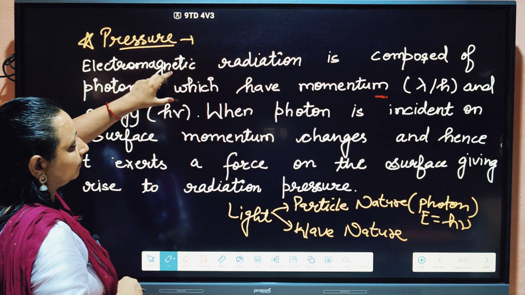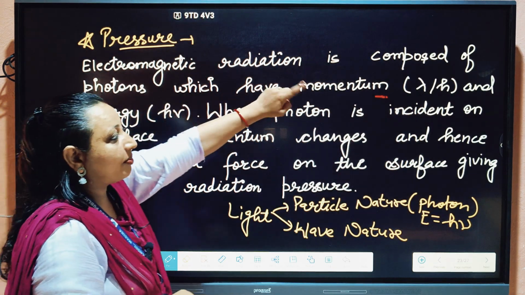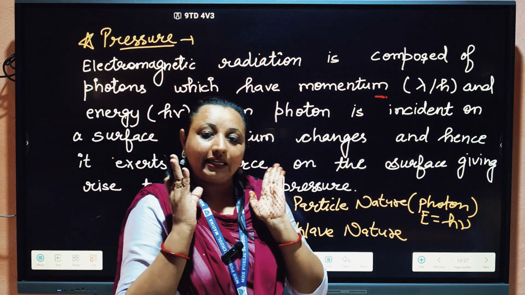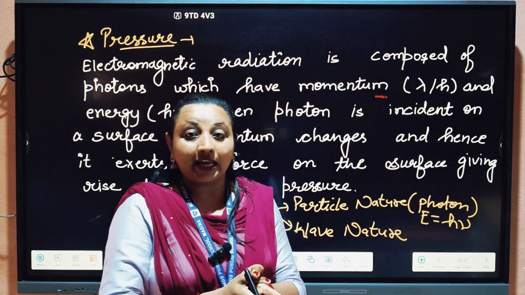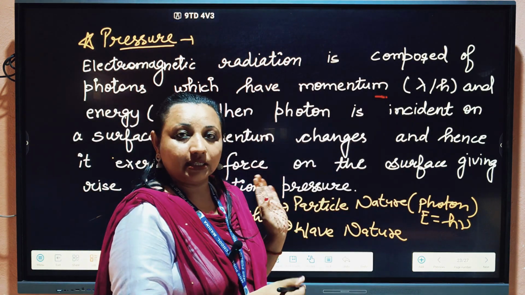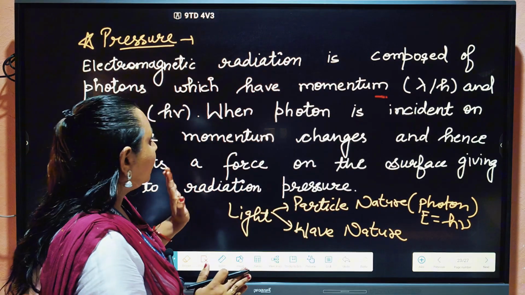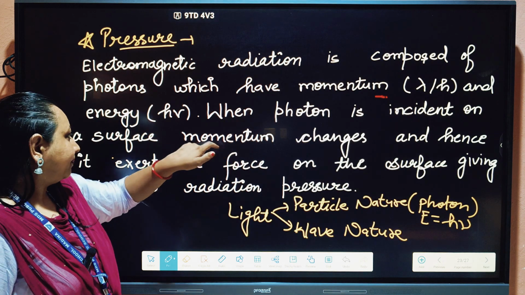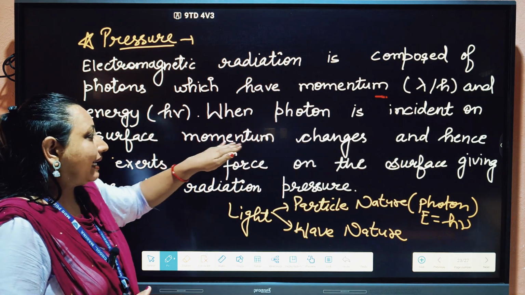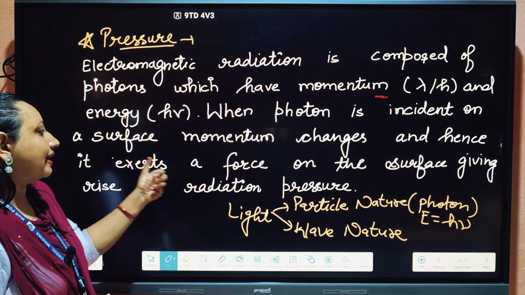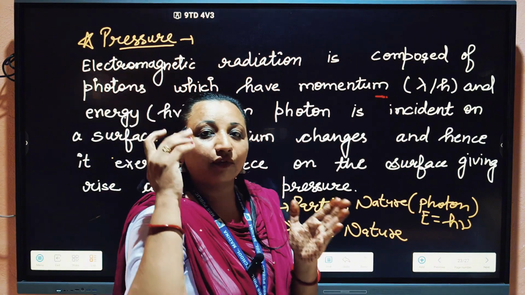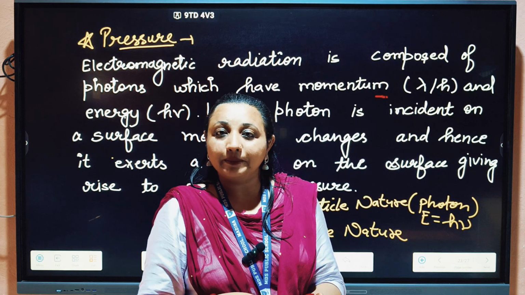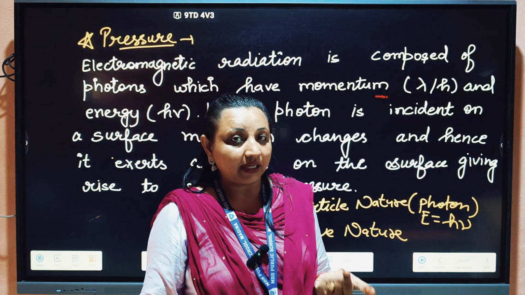So it is composed of photons, which have momentum h upon lambda, and energy. Electromagnetic waves have momentum as well as energy, as we have discussed in the previous slide, right? When a photon is incident on the surface, the momentum changes and hence it exerts a force. As a photon, the packet of energy, falls on the surface, then what happens? The momentum of the particle changes.